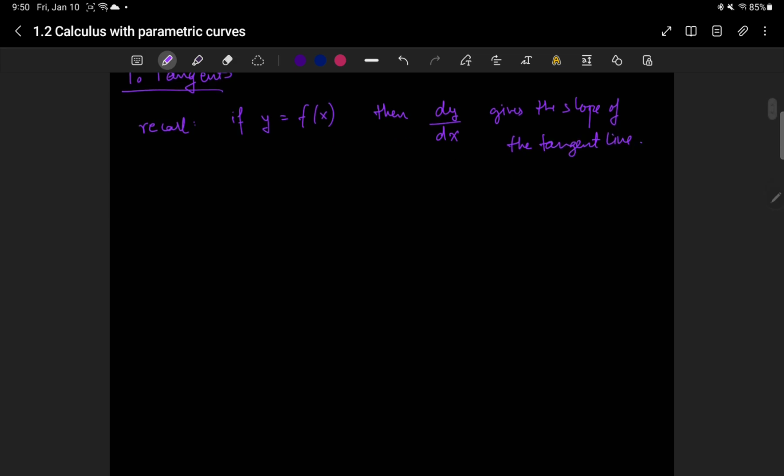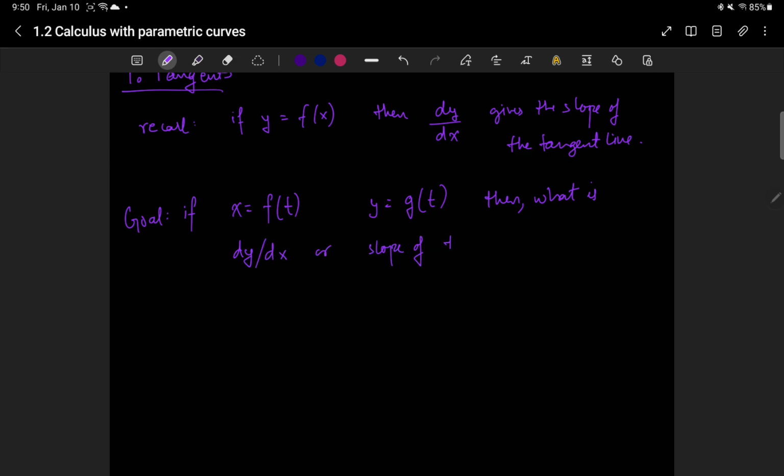So what is our goal? Our goal is, if we have a curve in parametric form, which means x is some function of a parameter t and y is some other function of parameter t, then what is dy over dx, or the slope of the tangent line?